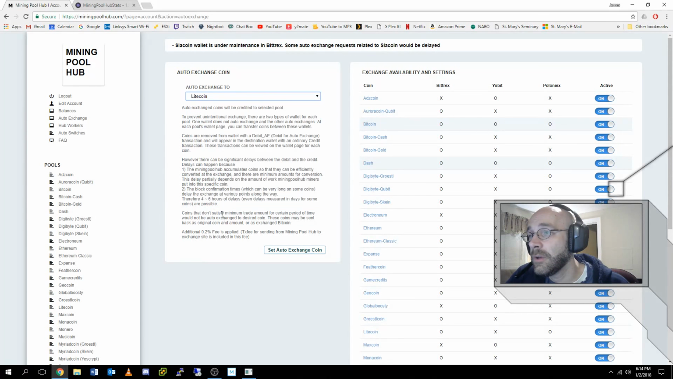I've chosen Litecoin. I like it because the fees are definitely lower than Bitcoin, and it's accepted on a lot of different exchanges, so if I wanted to send it to an exchange to do some additional trading, I could do that. It's nice to have that option. So I like this. I set it. You just click the little set auto exchange coin.